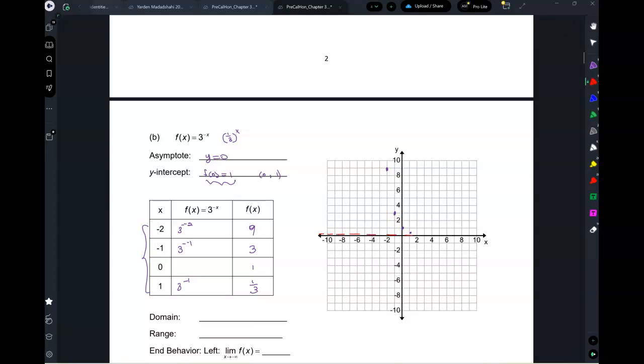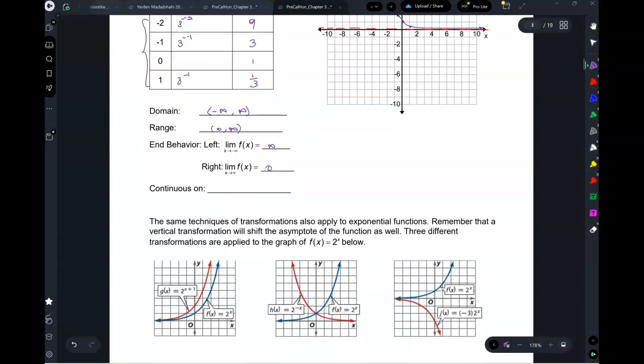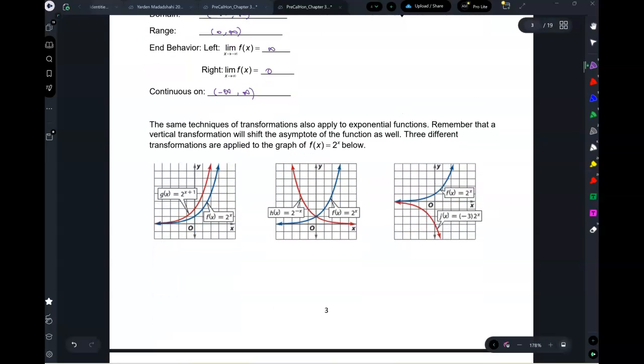Asymptote. Bunny ears. Okay. Fabulous. All right, you can put the arrows. You don't have to put the arrows. It's up to you. Domain. Range. Okay, so end behavior. On the left-hand side, it goes up to infinity. And on the right-hand side, it approaches 0. Remember, it decays towards the horizontal asymptote. And it's continuous everywhere. Fabulous.